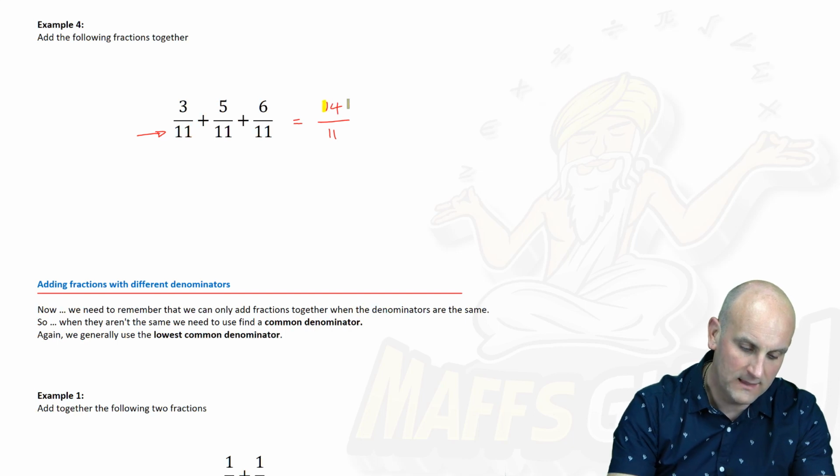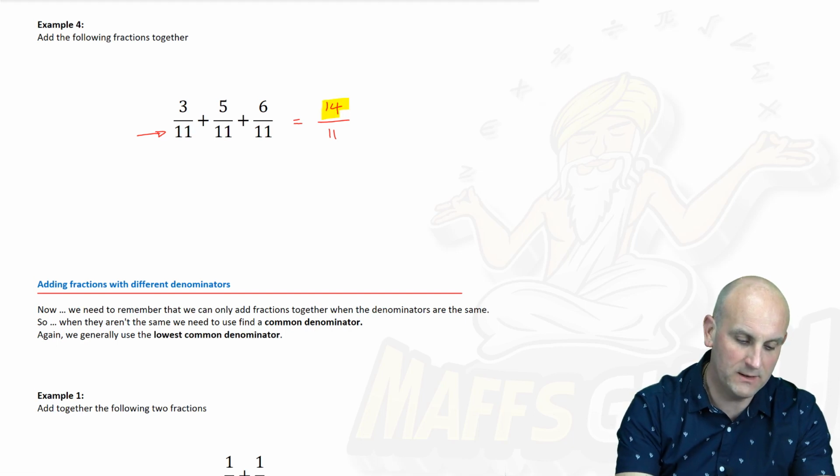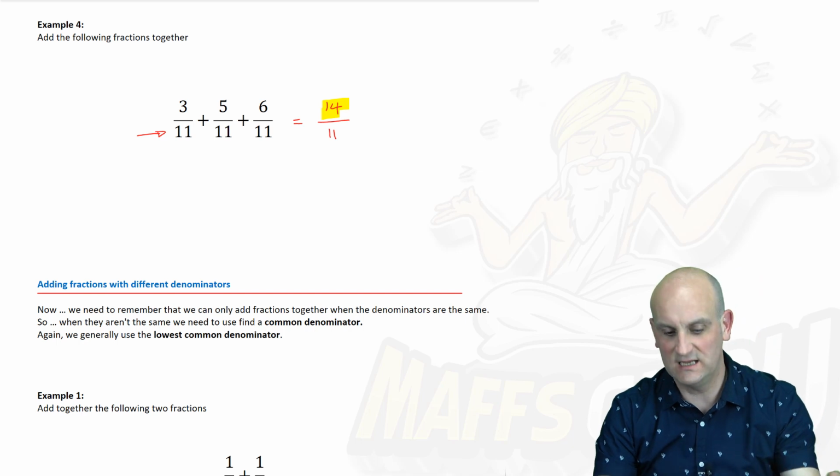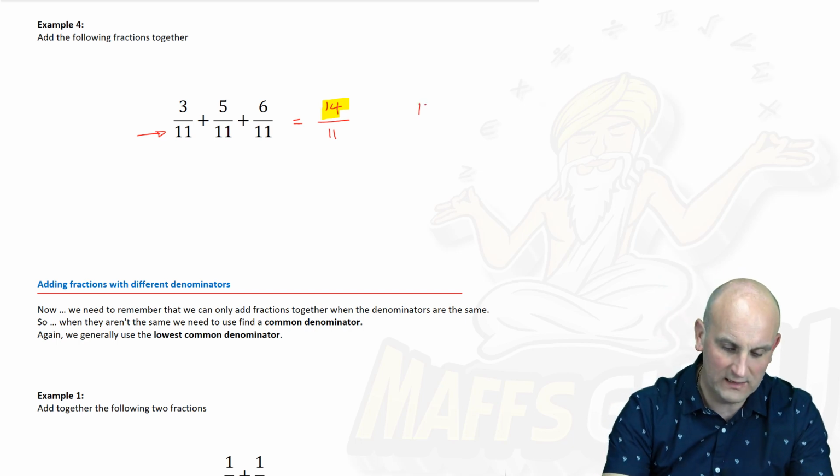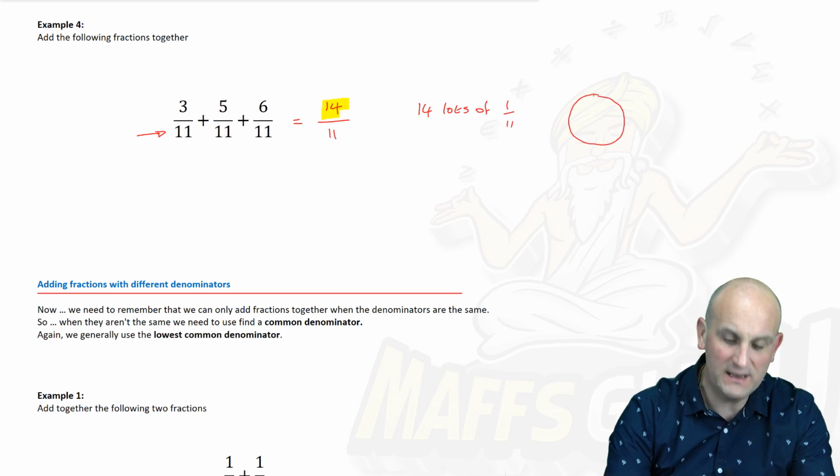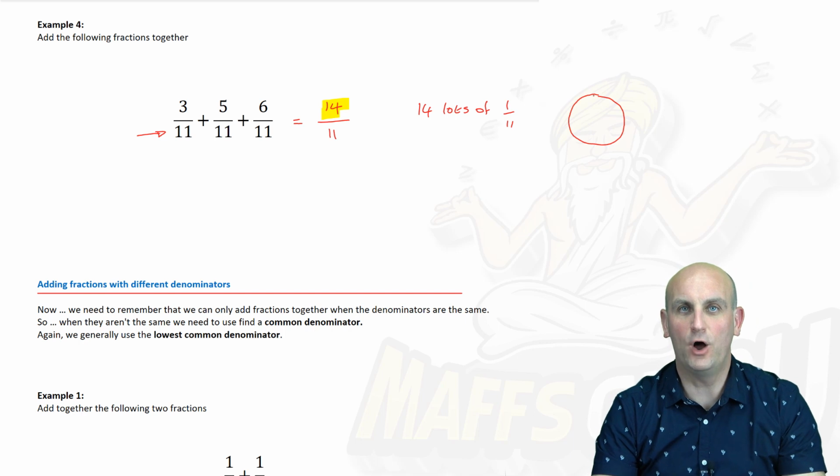Oh, hold on a moment. Our top number is bigger than our bottom number. So let's think about what we've got here. We've got 14 lots of 1 on 11. So here's the question. How many 11ths make a whole one?